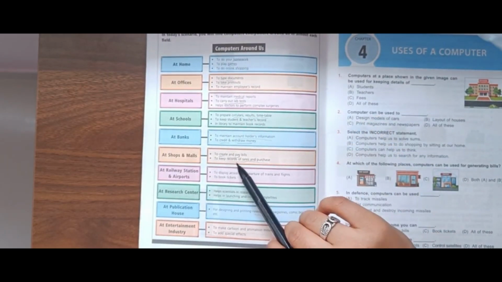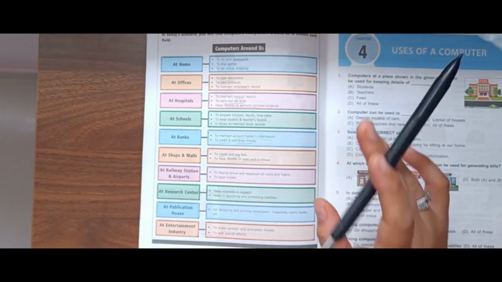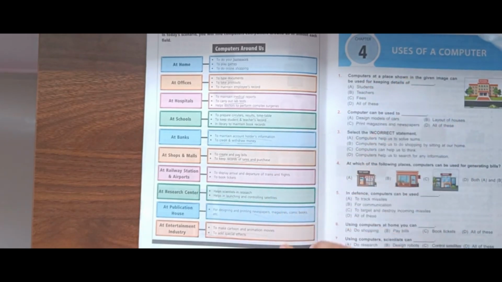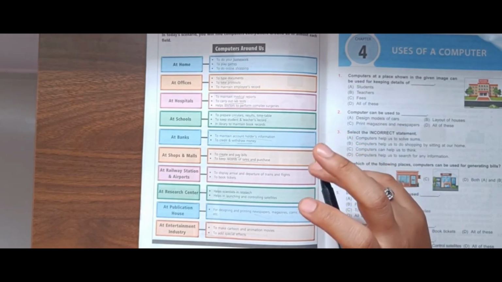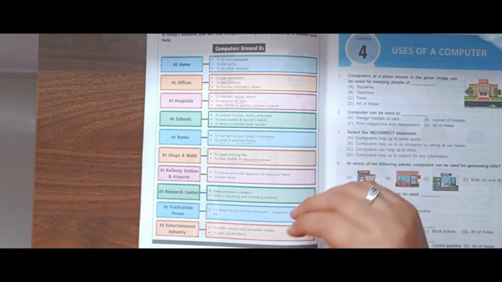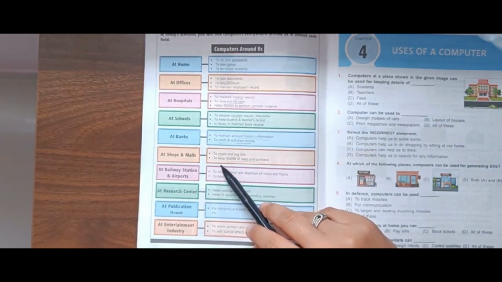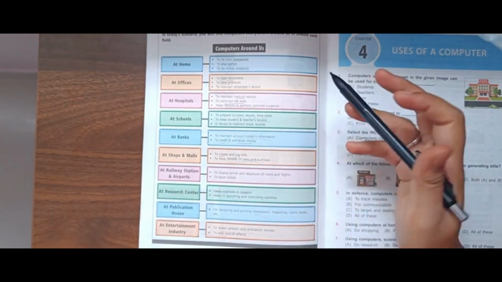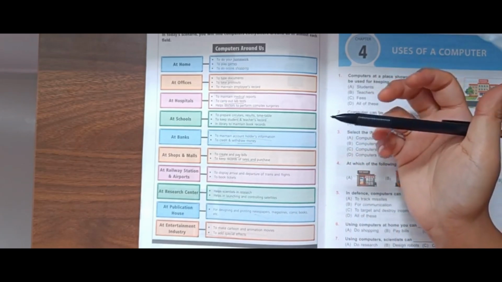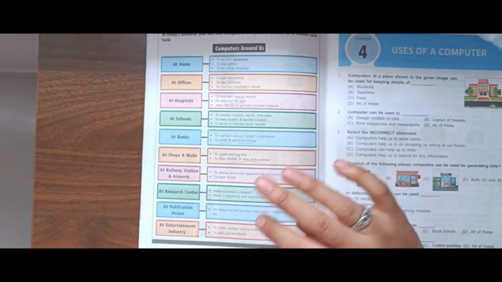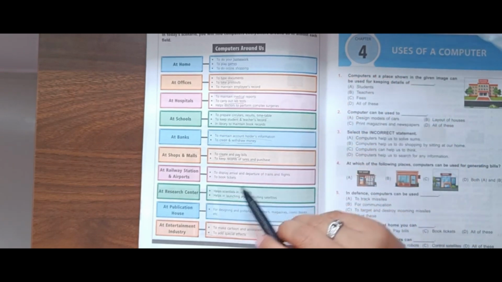At shops and malls, to create and pay bills. If you go to a mall you can see that they are making bills, they use the computer for generating bills for what you buy, and to keep records of sales and purchase, how many items are sold out in a day, how many are in the warehouse, they are all recorded in the computer.